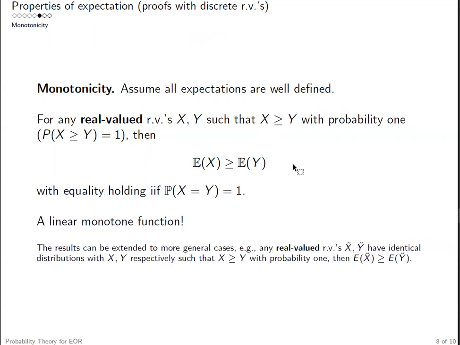These results can be extended to more general cases. If we consider any real valued random variables X tilde, Y tilde, if they have identical distributions with X, Y respectively, such that X is larger or equal to Y with probability 1, then we would have the expected value of X tilde larger or equal to the expected value of Y tilde.